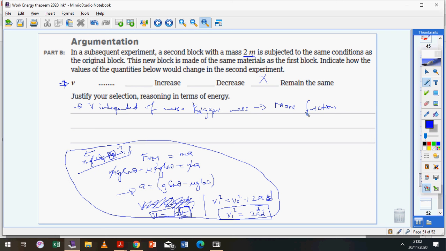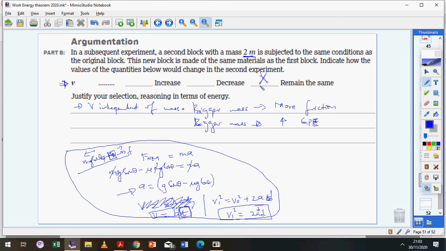However, bigger mass also means you'll have more gravitational potential energy, right? More gravitational potential energy is gained when the thing is lifted, and it is converted into kinetic energy and thermal energy. So the two gains cancel each other out, and you end up having the same speed at the end. You have the same energy conversion from potential to kinetic for each particular mass, and therefore you have the same speed at the bottom. So the speed is going to remain the same.